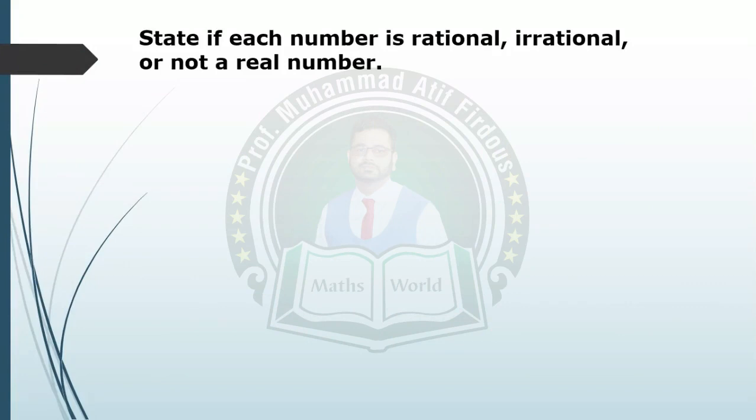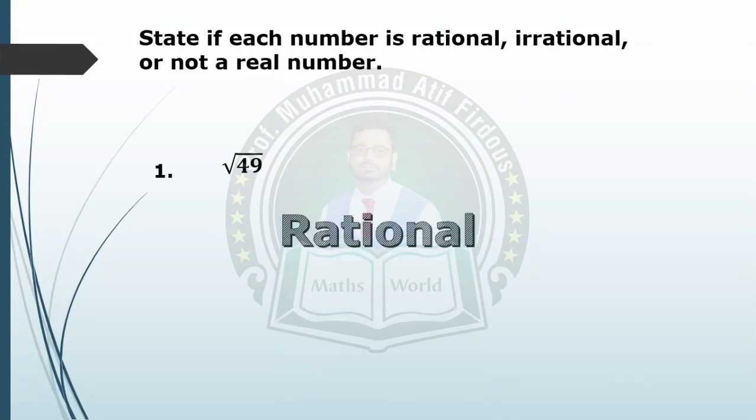Okay, state if each number is rational, irrational, or not a real number. For example, check this out. Is the square root of 49 a rational number or an irrational number? Think about it. Good. Yes, the square root of 49 is a rational number. Why? Because 49 is a whole number that is a perfect square. So the square root of a perfect square is always a rational number.